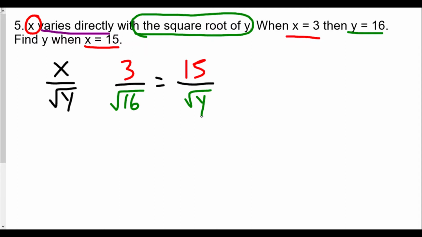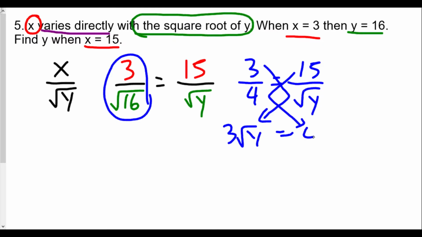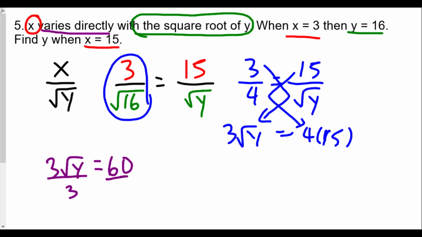So now, probably better off simplifying this fraction here. So this fraction now becomes 3 over 4 is equal to 15 over the square root of y. Now we'll just cross multiply here. 3 times square root of y equals 4 times 15. This gives us the equation 3 square root of y equals 60, because 4 times 15 is 60. We're going to divide both sides by 3 to get the square root of y by itself. Always isolate the radical by itself.